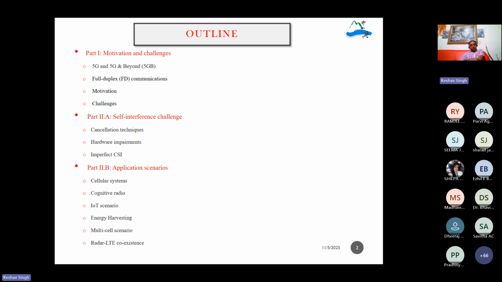There are various applications of full duplex, like cellular systems. One very powerful application is cognitive radio and IoT scenarios. Nowadays it's a very interesting and hot research area where the IoT nodes can be operated in full duplex mode. Also in energy harvesting, another very good topic, a device harvests power and at the same time communicates with the receiver, doing both functions at the same time.